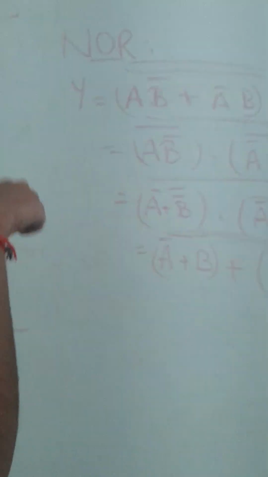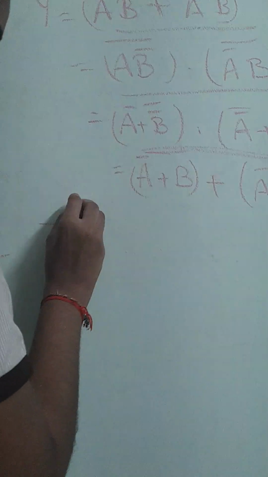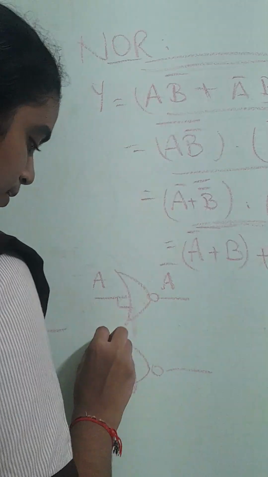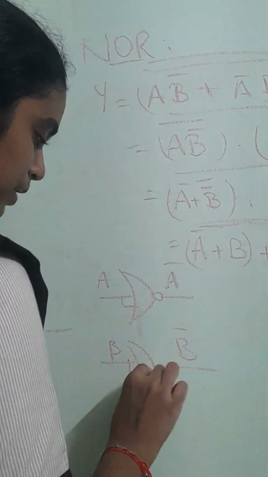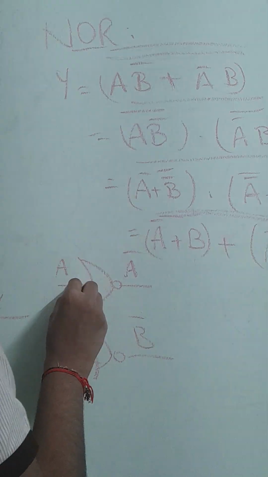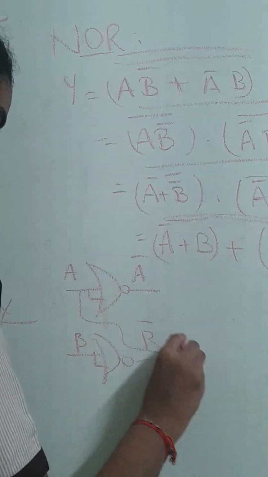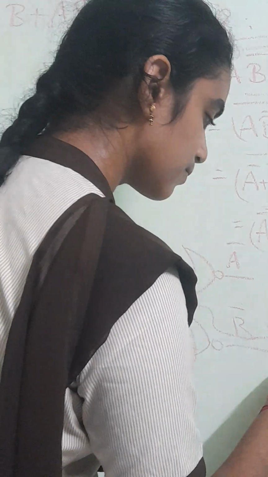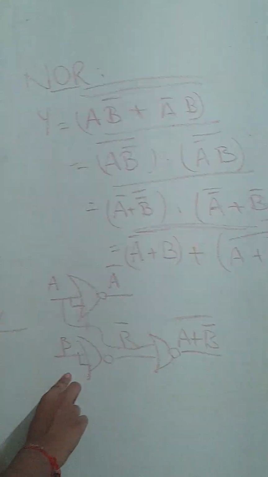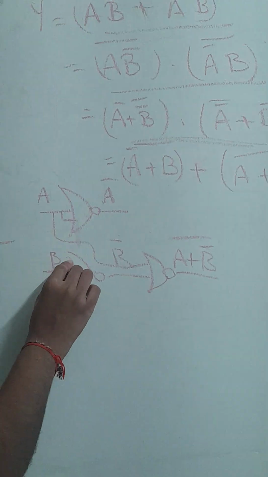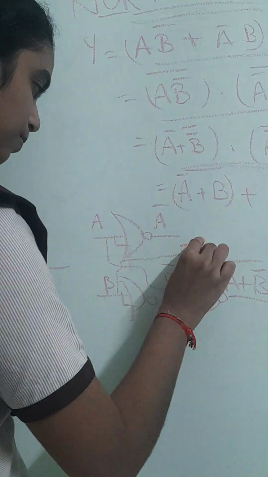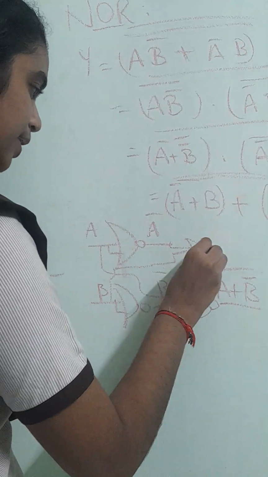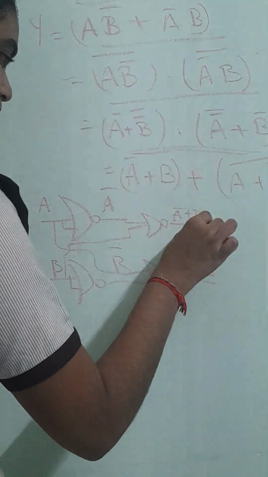So now let me write this using the Boolean equation. So let's take A bar and then B bar. So this is A bar and then B bar. Now A B bar. So A, B bar. So A plus B bar whole bar. Then A bar and then this B. Using a NOR gate, I will be getting A bar plus B whole bar.